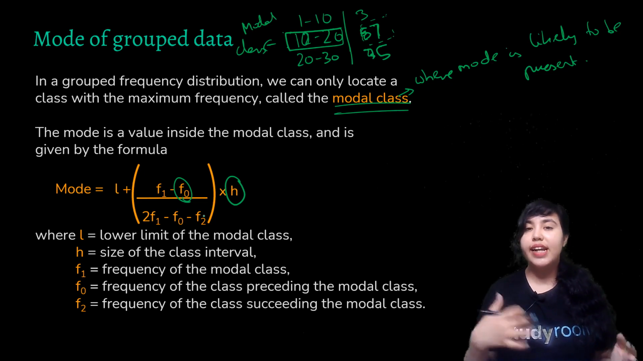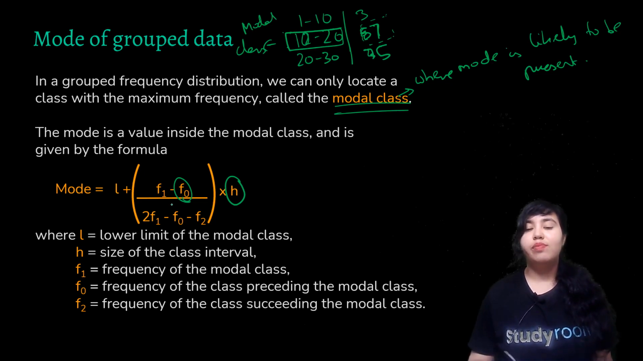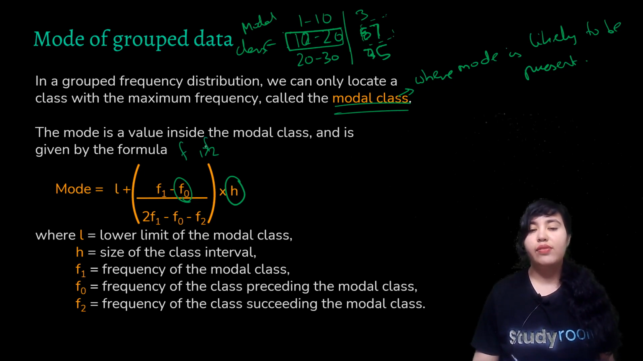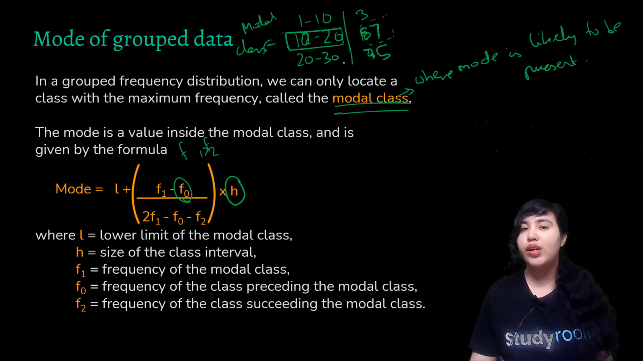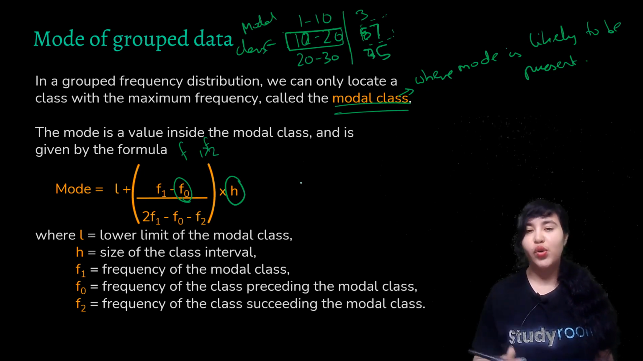Then F2 is the frequency of the class after F1. So you look at the succeeding class, that is 20 to 30. Its frequency is F2, so that will be 5. So let me just show you what this means.